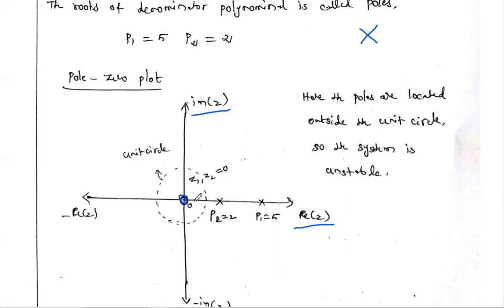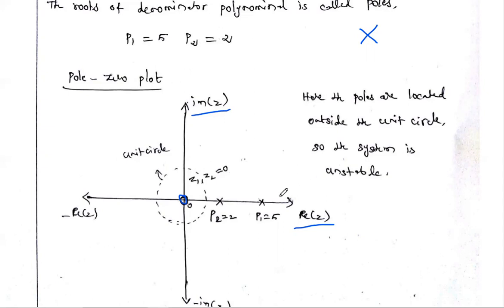Okay, so you have to mark by one small circle, and we have to mention Z1, Z2 equal to 0. Okay, so zeros are marked. And the poles we have to mark. What is the first pole? The pole P1 equal to 5. The pole P2 equal to 2.